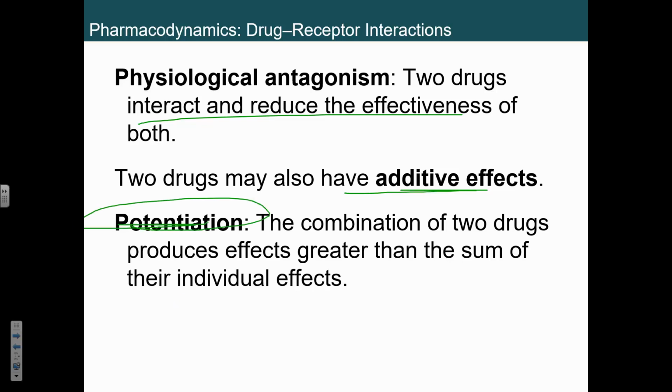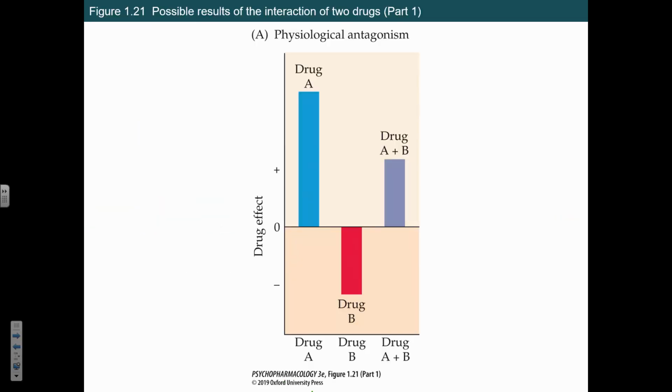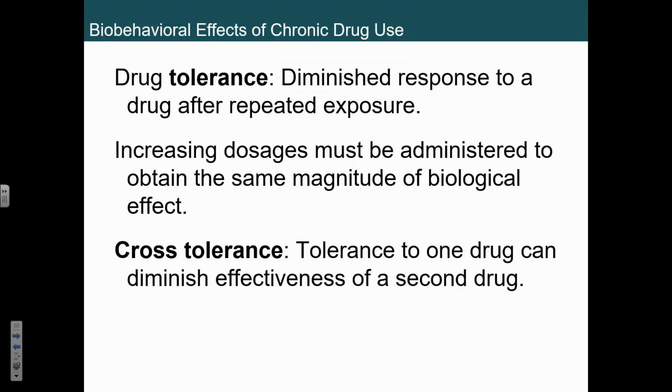Sometimes they'll have potentiation. So you can take the 2 drugs, and they'll actually give you a greater effect than the 2 of them put together. That's not a big deal. You understand all of that. Tolerance, we talked about this briefly. We've talked about how that might work. There is cross-tolerance. This happens.